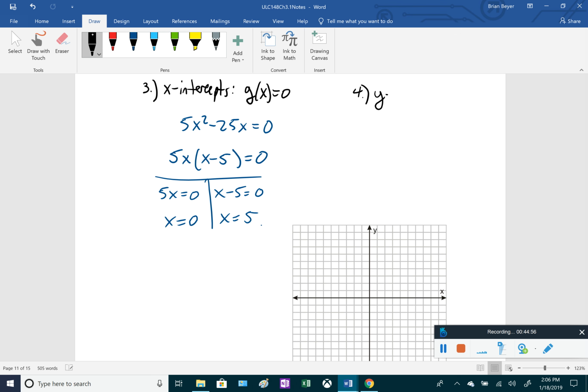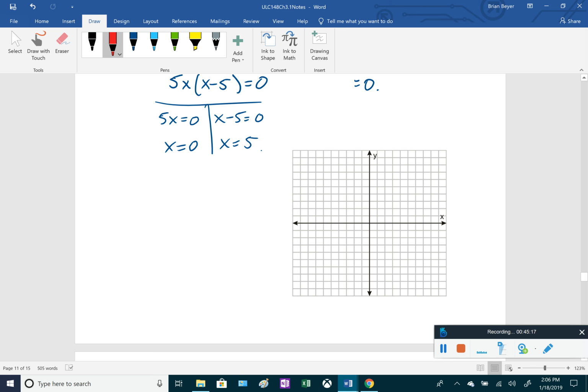And then lastly, for that y-intercept, evaluate g of 0. It's going to be 5 times 0 squared minus 25 times 0. This gives us 0. So that's actually going to be at the origin. Okay, so let's graph this. So the y-intercept is right here, which is also the x-intercept, right at the origin. And then another x-intercept at 5.